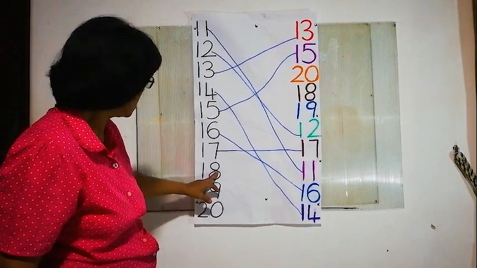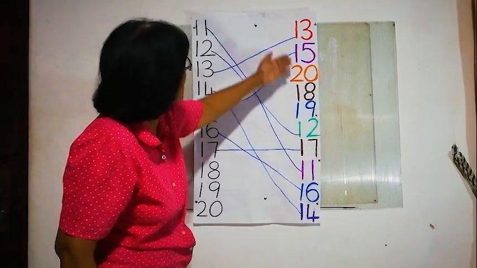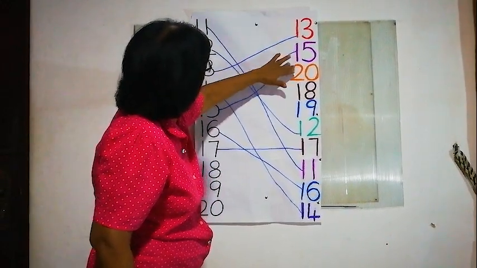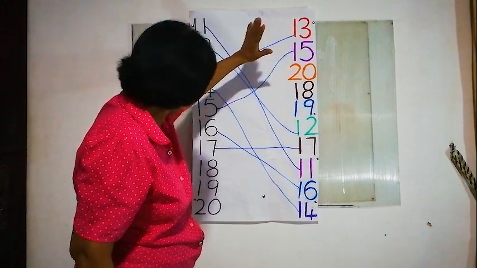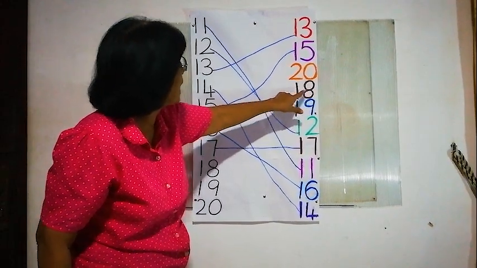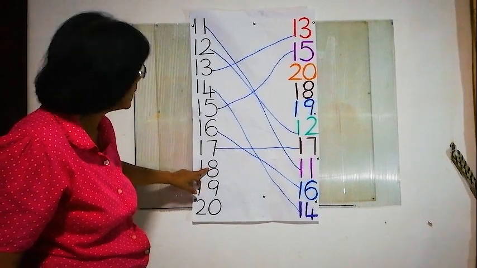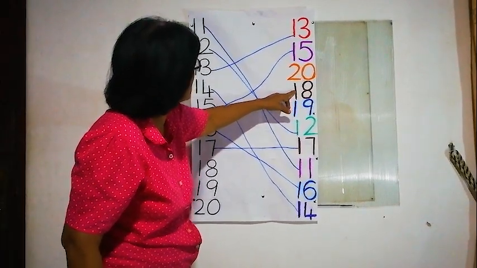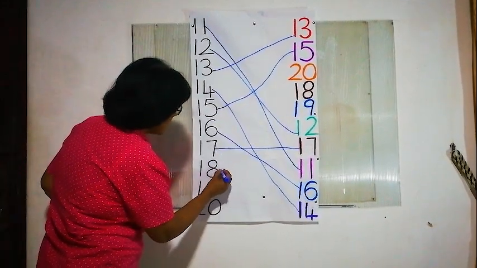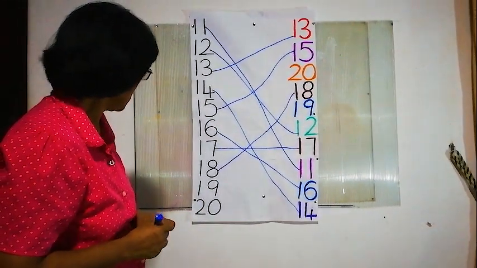18. 1, 8. Where's number 18 from this side? We'll see where's 18. 13. 15. This is 2 and 0, 20. No. Here, 1 and 8. Here is the number that we are searching. This is the number we want. Now we are going 18 to 18. Here 18 and 18. That's good. Correct. Now next one.